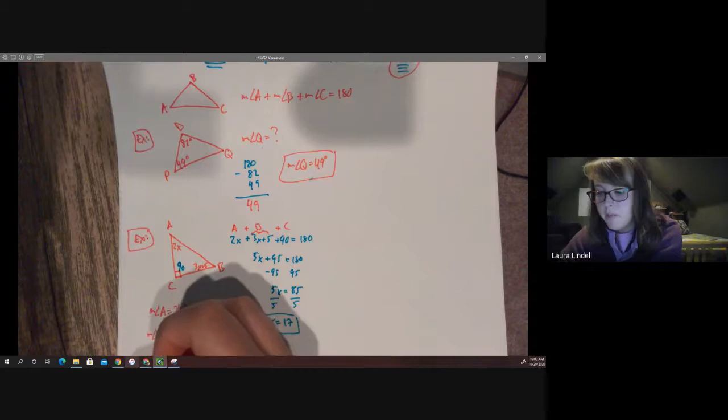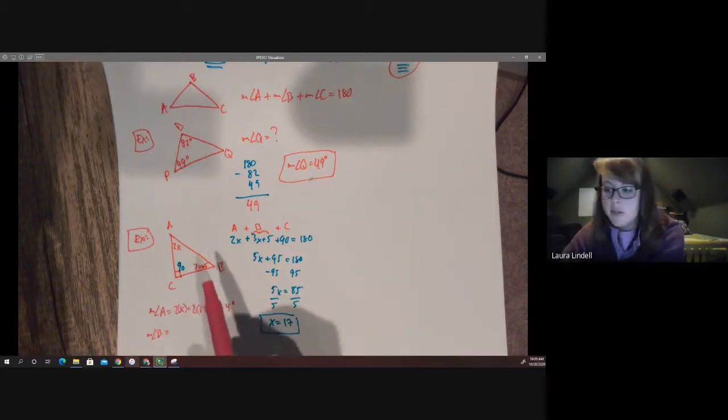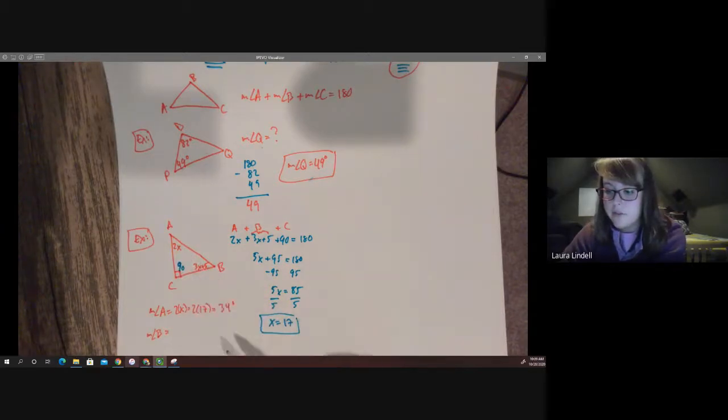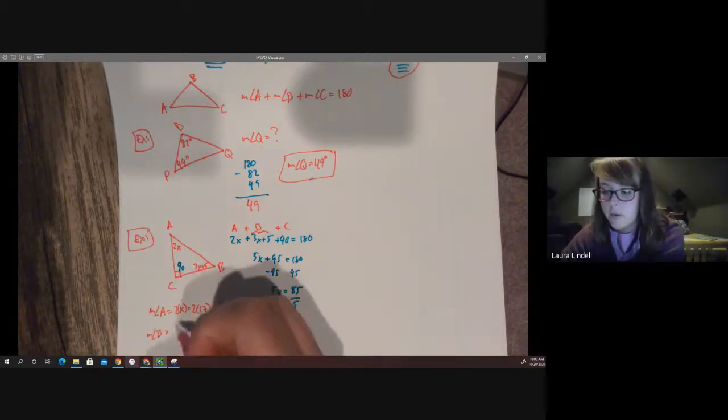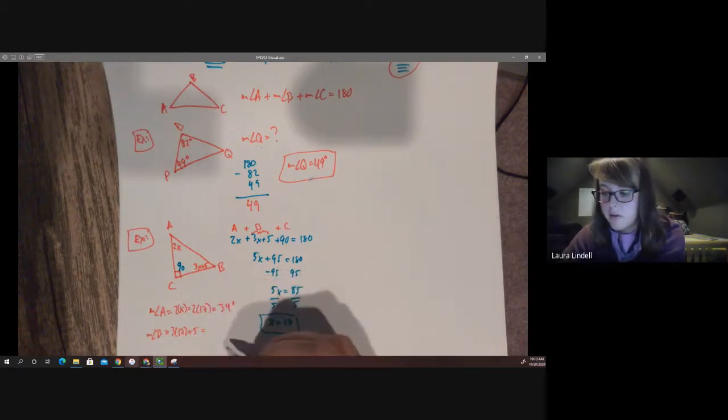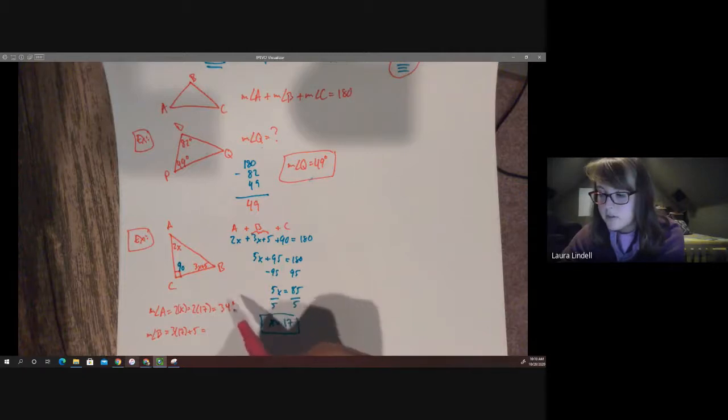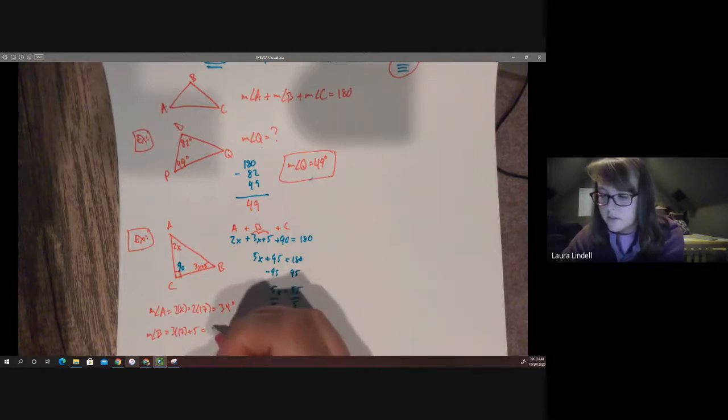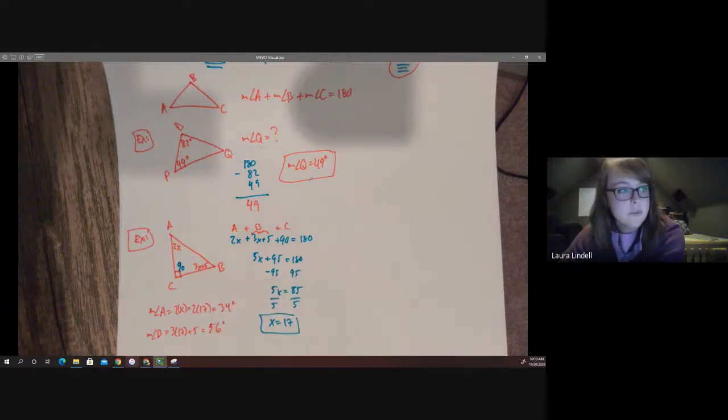And then angle B, we could do it a couple different ways. We could go 180 minus 90 minus 34, since we now know that angle A is 34. Or we could go 3 times 17 plus 5, which gives us, let's see, 56. Yes. But if you're only asked to find x, then this is all you have to do.